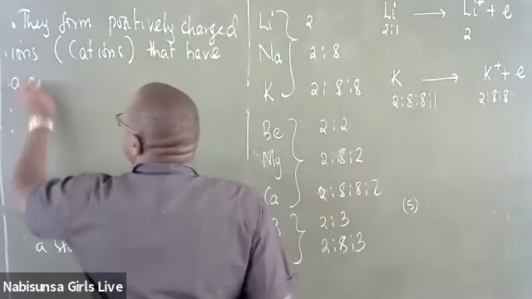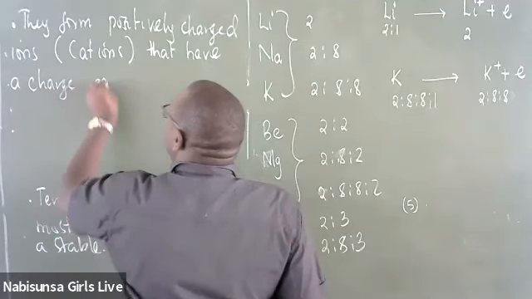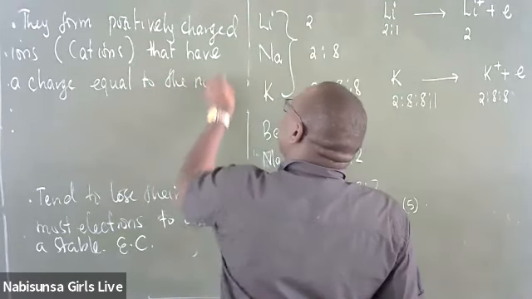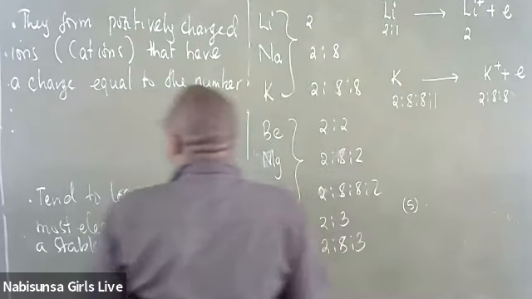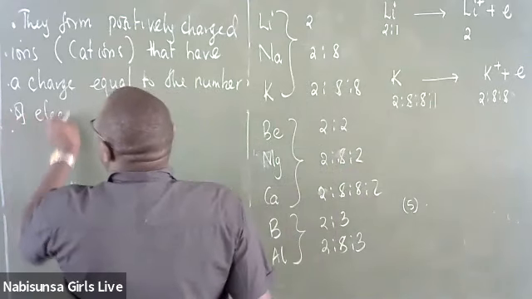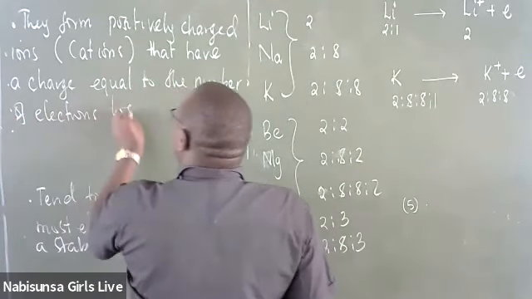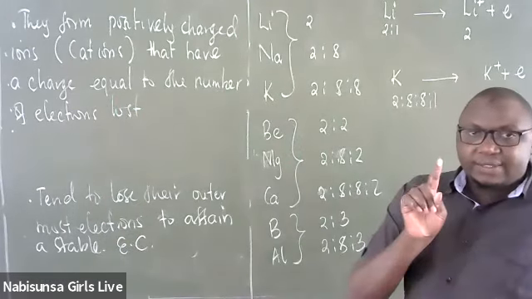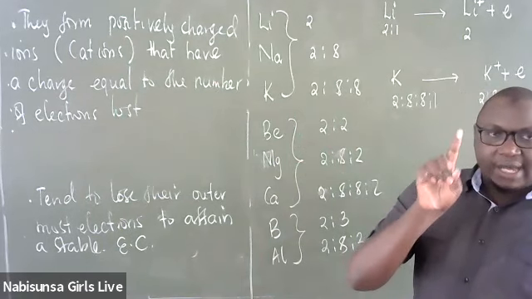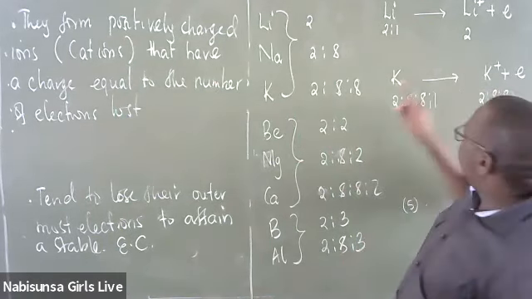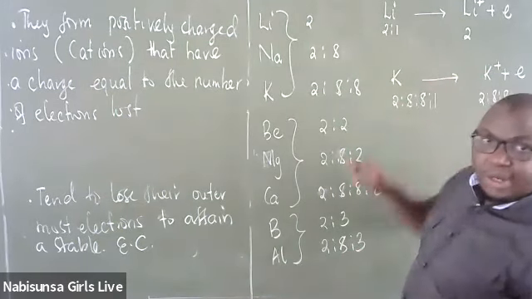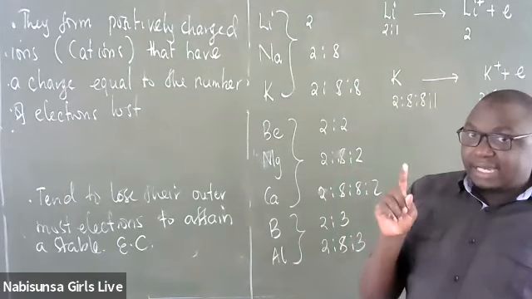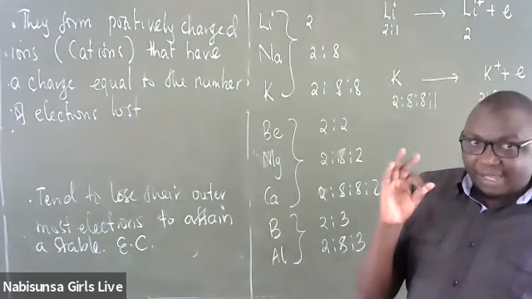a charge equal to the number of electrons lost. So meaning that if a metal loses one, it's going to have a single positive charge. A single positive charge. Do I need to put a number here? No. When I have one, you just put a plus sign. You get it? When I have two, I need to indicate it. When I have a three, also I need to indicate it.